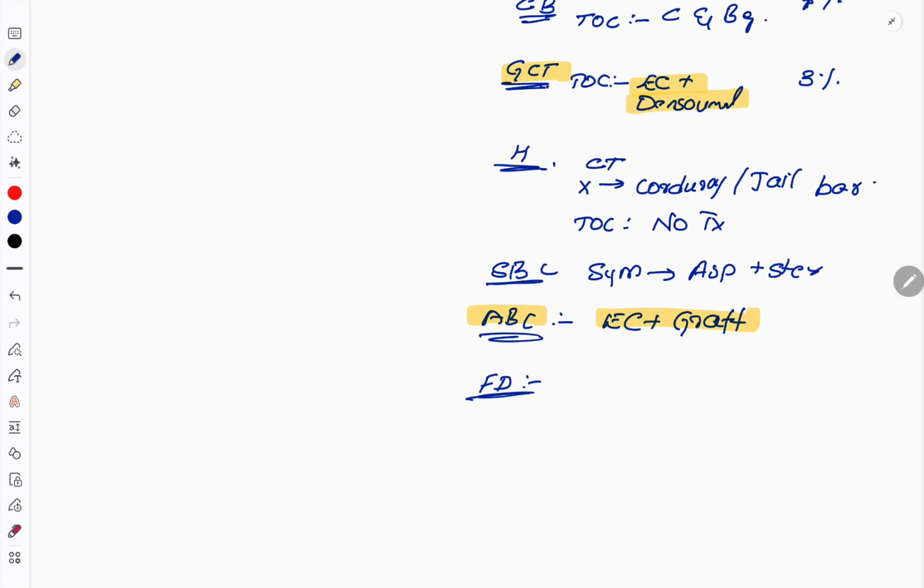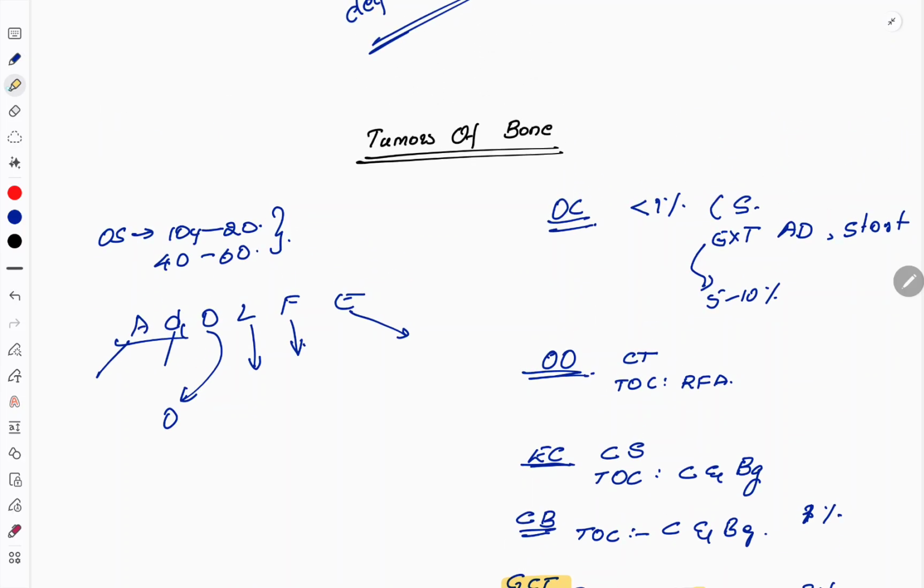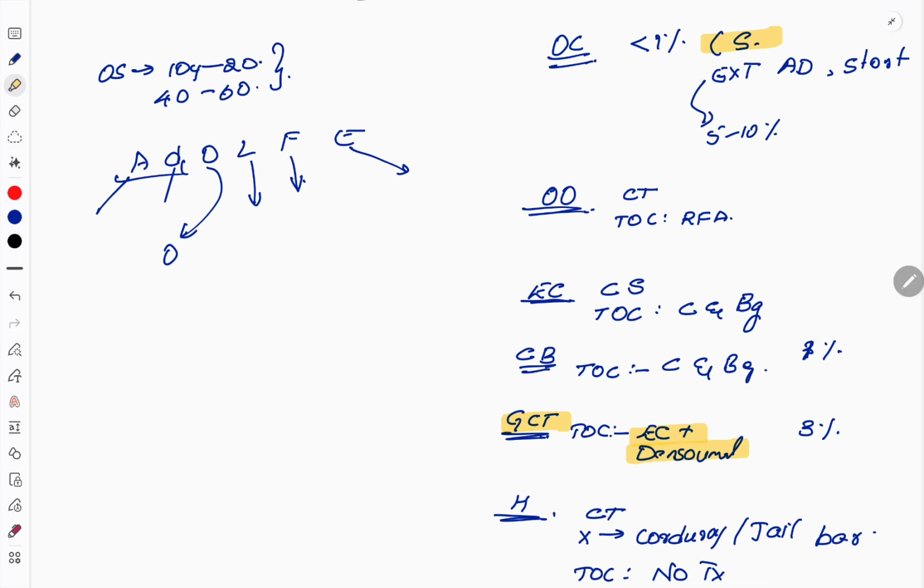Fibrous dysplasia is associated with a gene mutation. What is the gene mutation? This is the GS alpha protein mutation. Here, if asymptomatic, just do observation. If there is pain, then give bisphosphonates. And there is a 1% risk of osteosarcoma. So far, what all did we see? So far, we have seen the risk of malignancy only for chondrosarcoma.